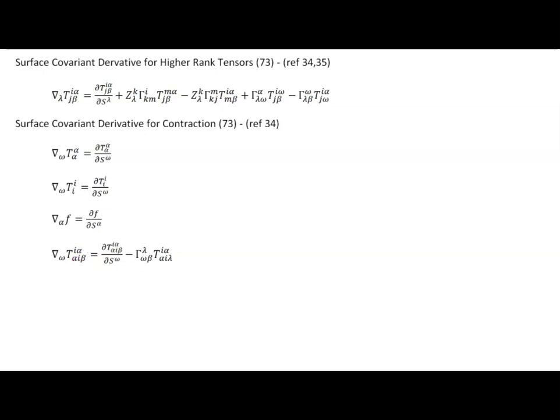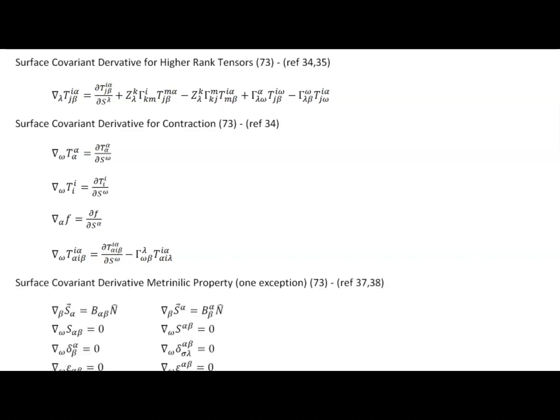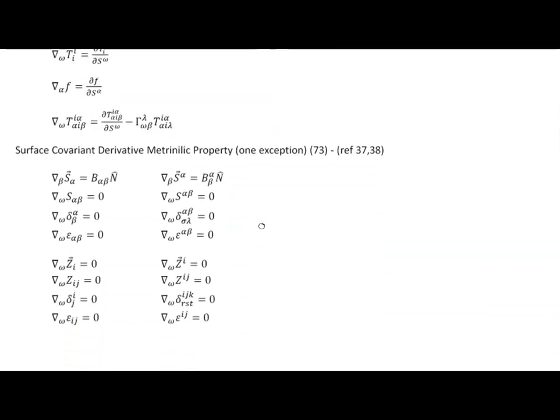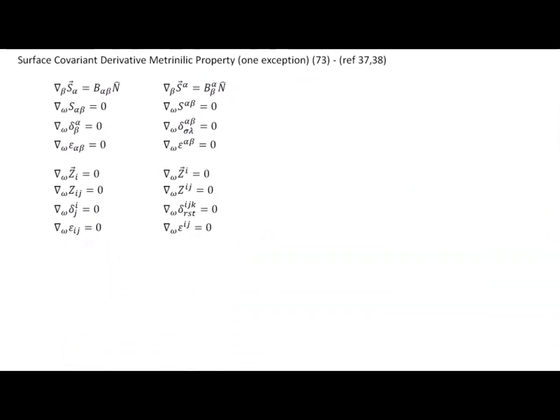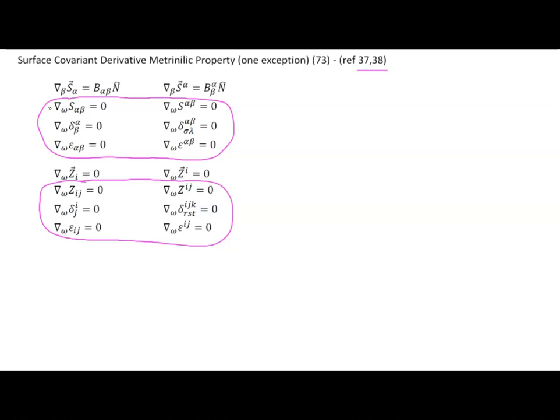Okay. Well then, in videos 37 and 38, we explored the metrinilic property. Now, here if you go back to videos 37 and 38 and look at the derivations we did for these objects, you'd find that they work equally well for these guys up here. There's nothing about those derivations that limit them to the ambient space, the ambient coordinates. That works just as well for the surface coordinates.